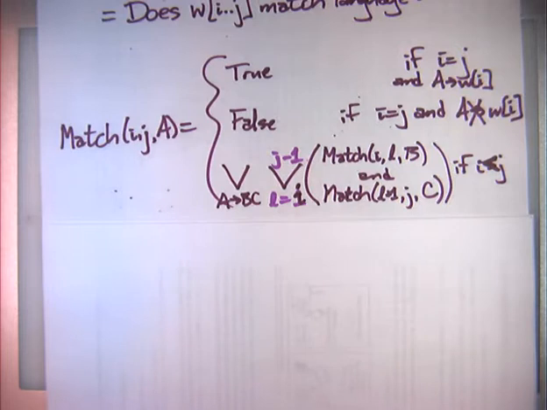How are we going to memorize this function? Now, if you look at what the arguments are, the first argument is an integer between 1 and n. The second argument is an integer between 1 and n. The third argument is some non-terminal in some grammar. But now, how would you actually be given the grammar?